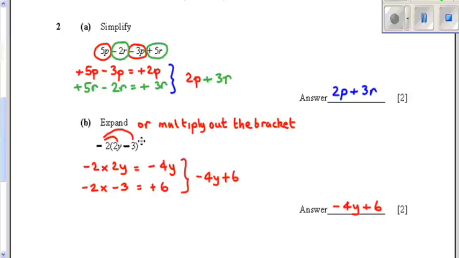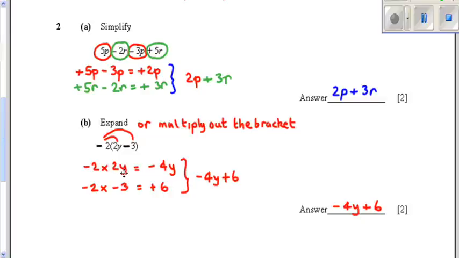2b then, expand this. We've got a bracket here with minus 2 outside the bracket. So just to remind you, expand just means to multiply out the bracket. And what that means is we're going to multiply minus 2 by the first term in the bracket, by 2y, and then we're going to go back and multiply minus 2 by the second term in the bracket, which is minus 3. So I've written them out separately here.